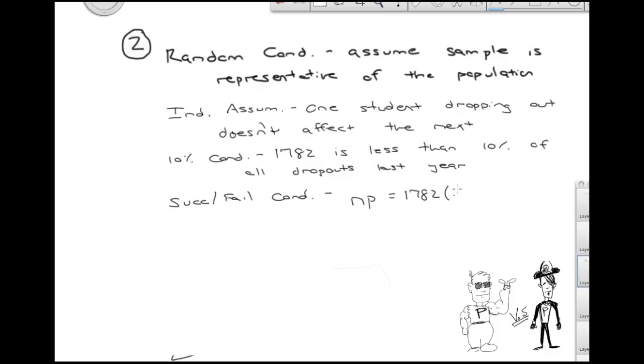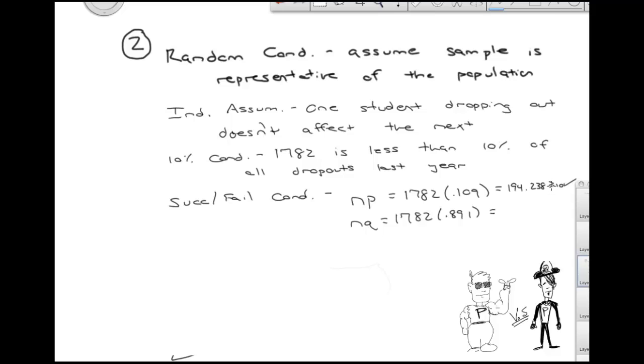So it's going to be 1,782 times 0.109 for n times p. And for n times q, we're going to have 1,782 times the complement, 0.891. Let's do a couple calculations here. So this is 194.238, which is greater than or equal to 10.